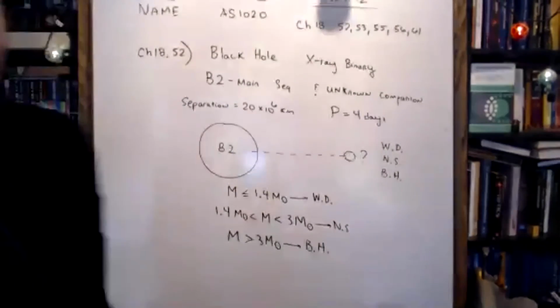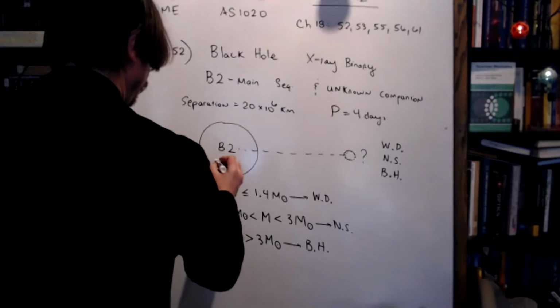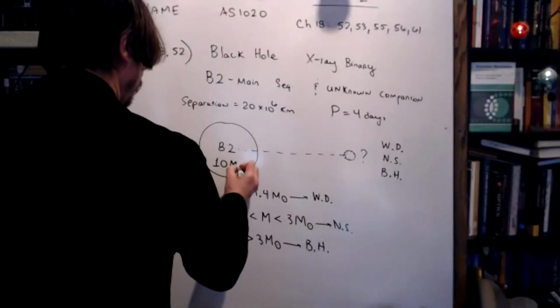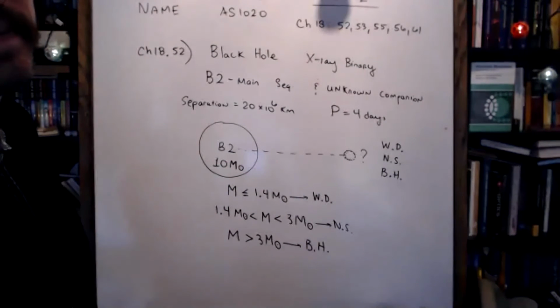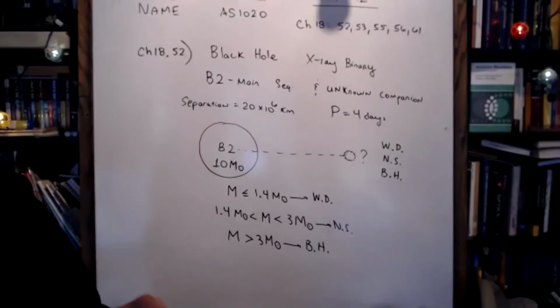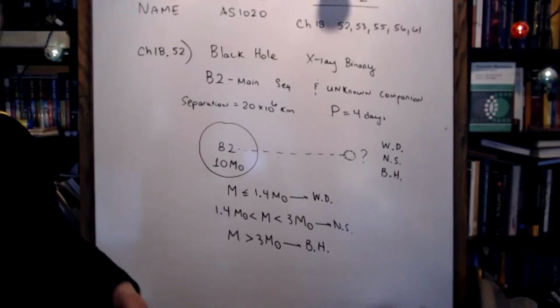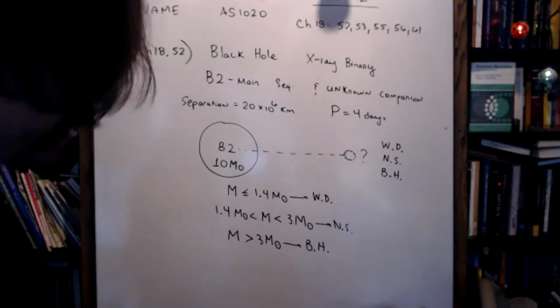Oh, B. Determine the mass of the unseen companion. Is it a neutron star or a black hole? Explain. Hint: a B2 main sequence star has a mass of about 10 solar masses. So we know that this one has a mass of 10 solar mass units. Okay, take a moment to write that down because I need to erase this. I'm running out of board space. Okay, I'm going to erase.